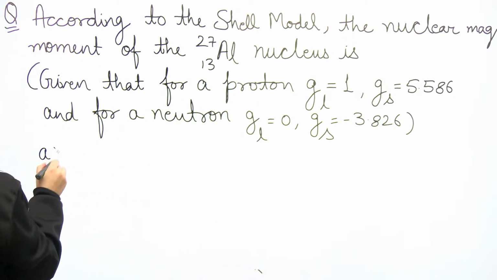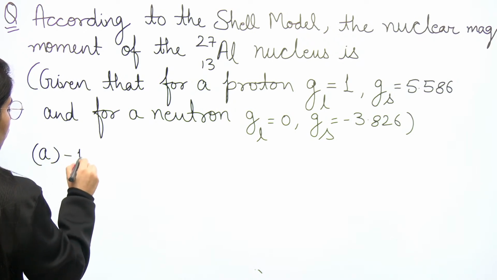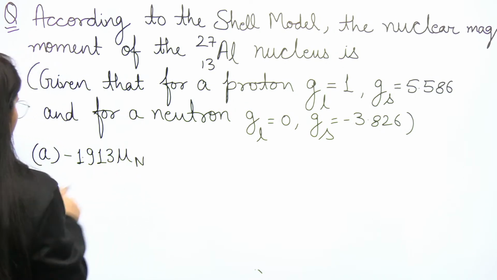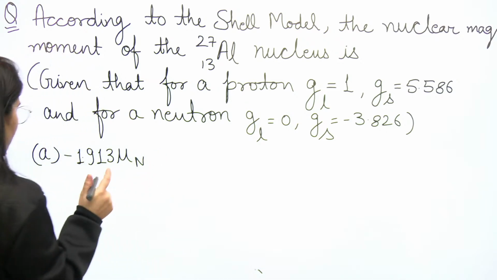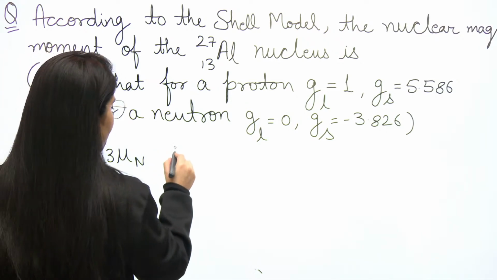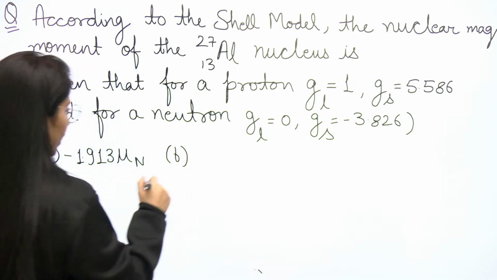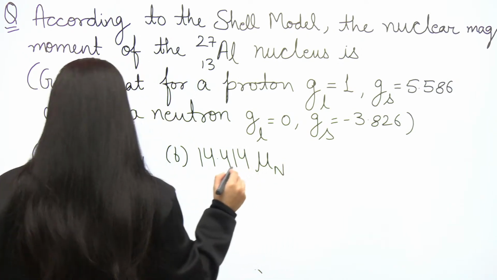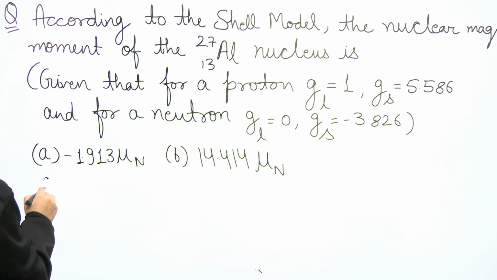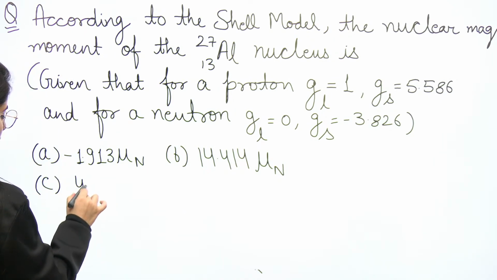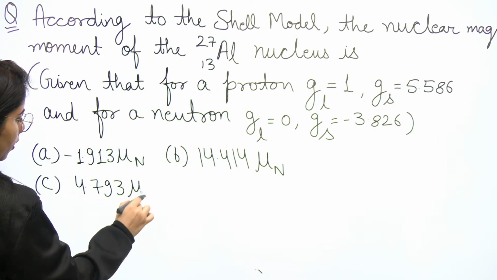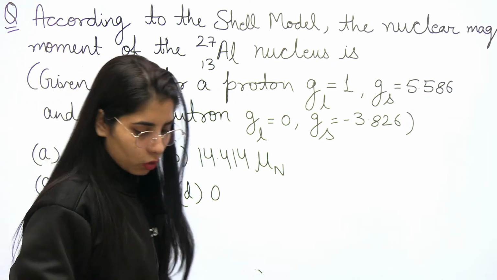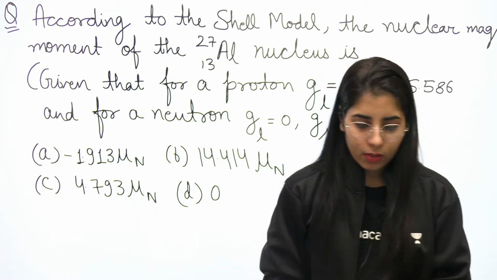Now the options are, you all can start solving it. And if you don't know the approach or the formula or the steps you have to consider, don't worry, I will let you know. Option A is minus 1.913 mu_n, where mu_n is the nuclear magneton. It is not mentioned in the question directly, it is just given in the options like this. Option B is mu_n 4.14, right? Option C is 4.793 mu_n. Option D is 0. So start solving it and let me know as you get the answer.